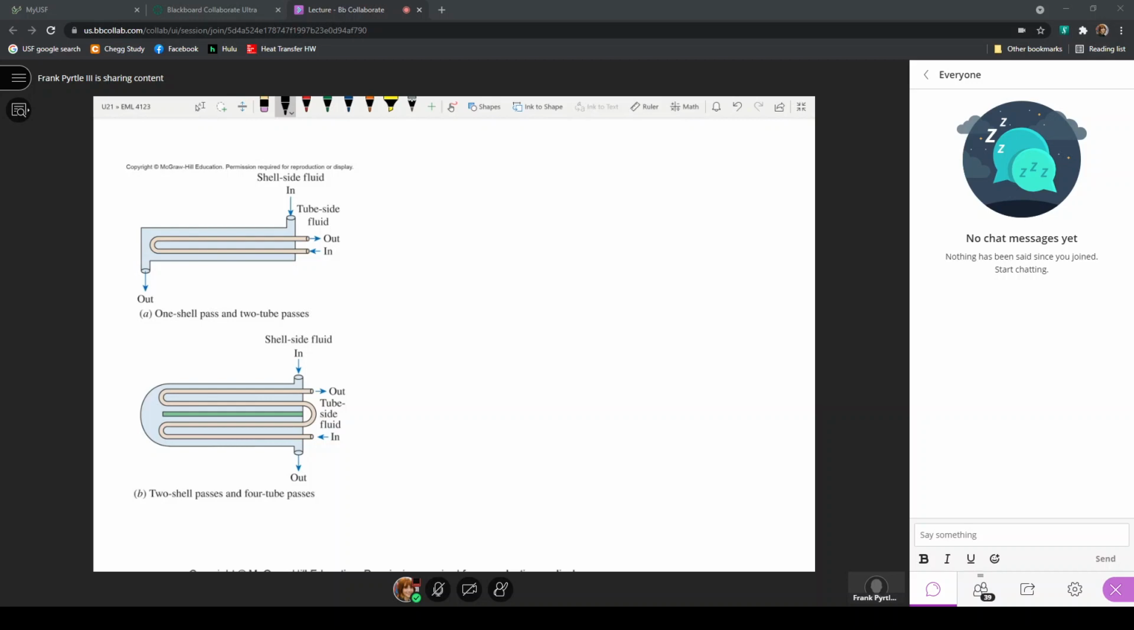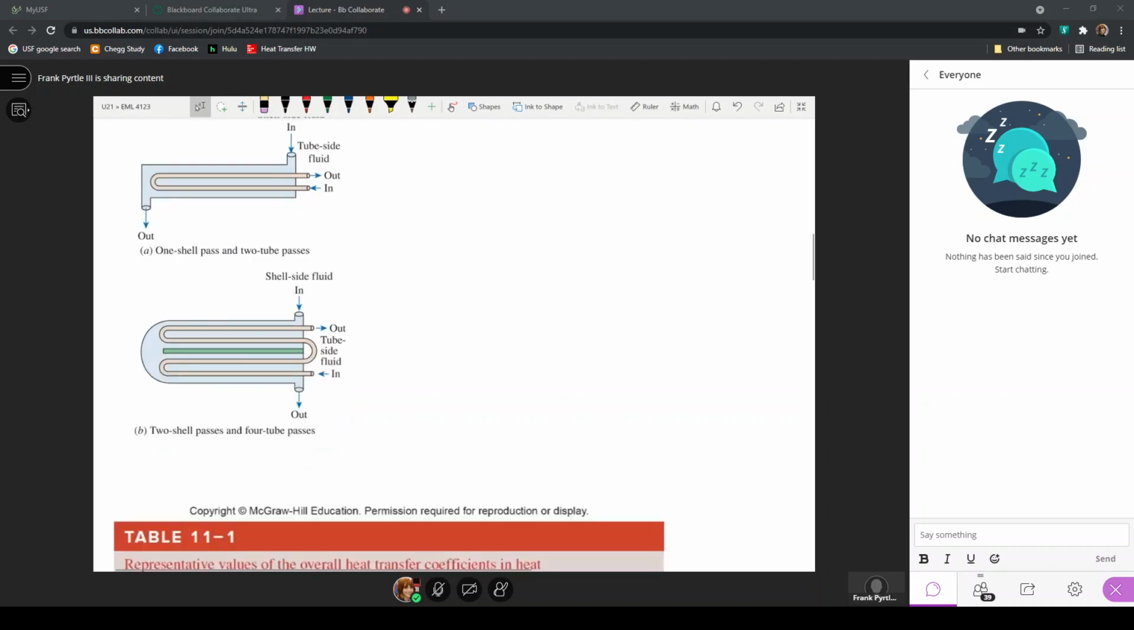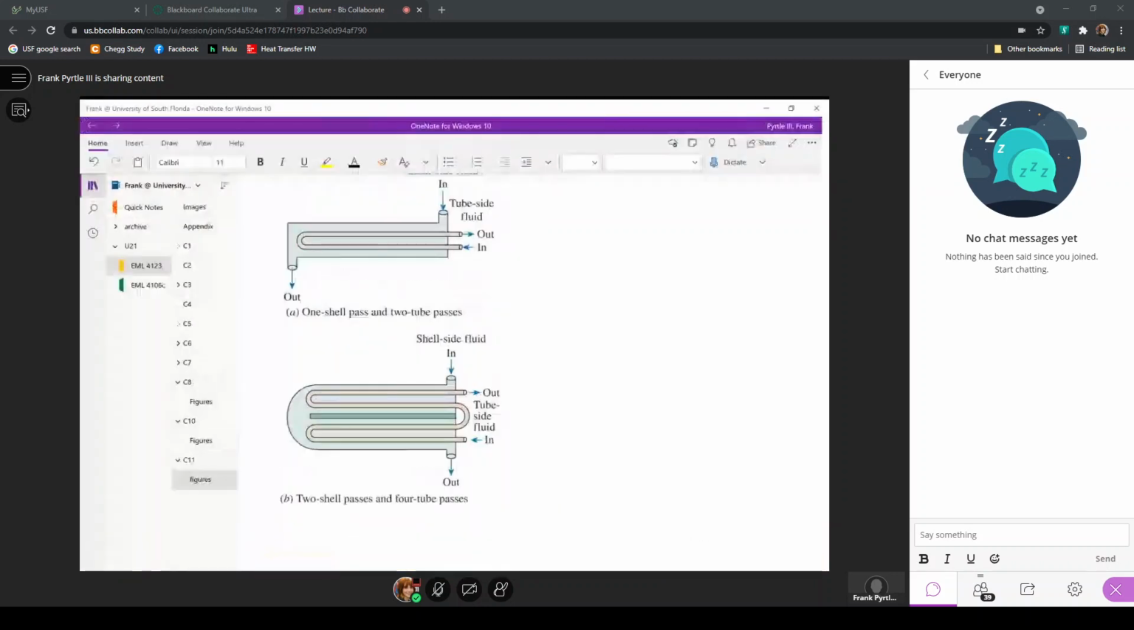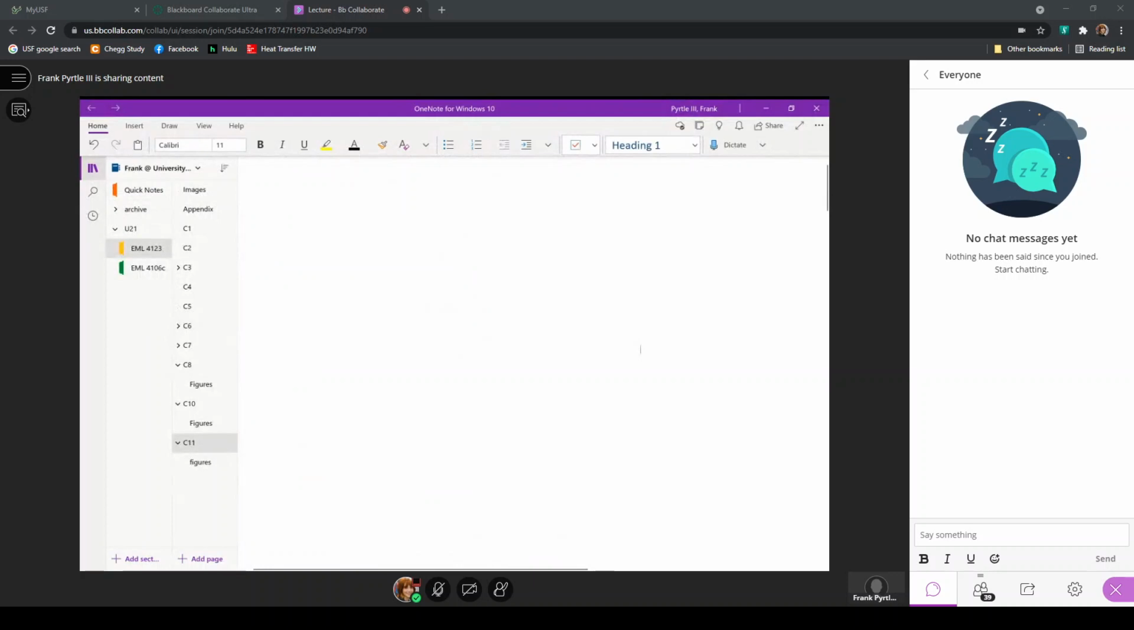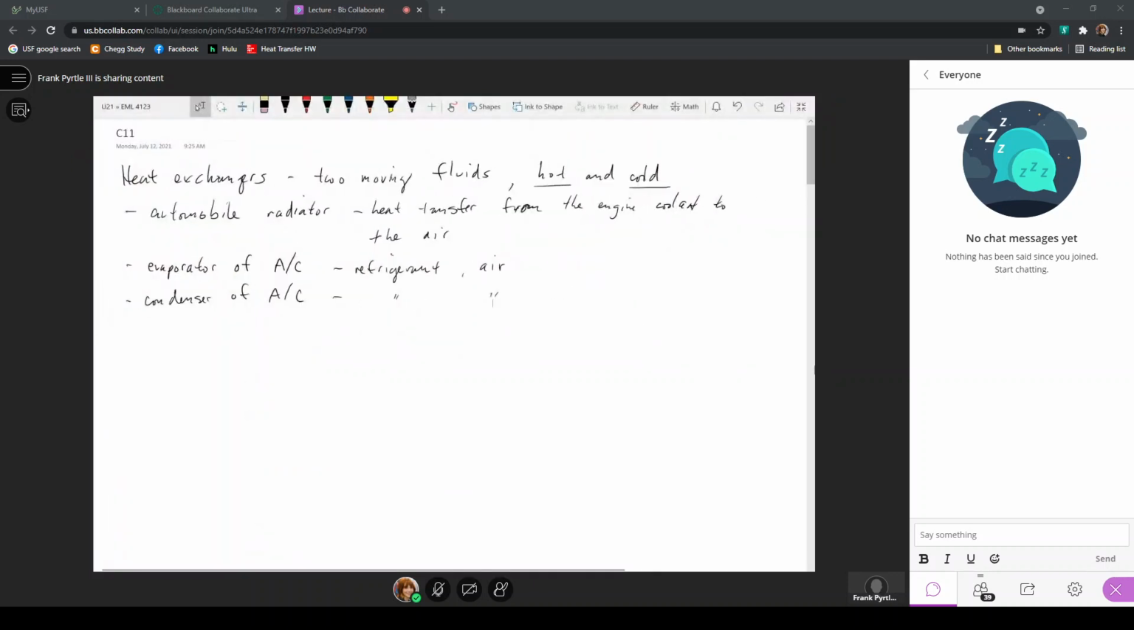Now, there are other types of heat exchangers, but these three types, the cross flow, shell and tube, and double pipe, are the ones that are actually presented in the text. No matter what the type of heat exchanger is, there's always heat transfer between the two fluids. So for any heat exchanger, there are two fluids, the hot fluid and the cold fluid.